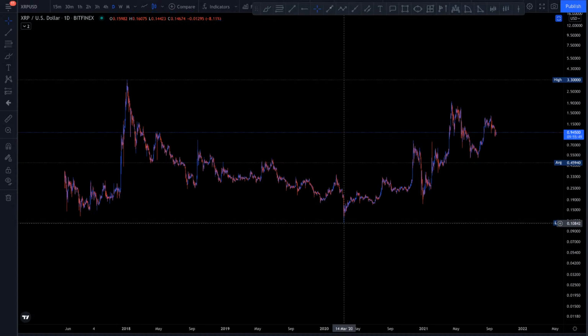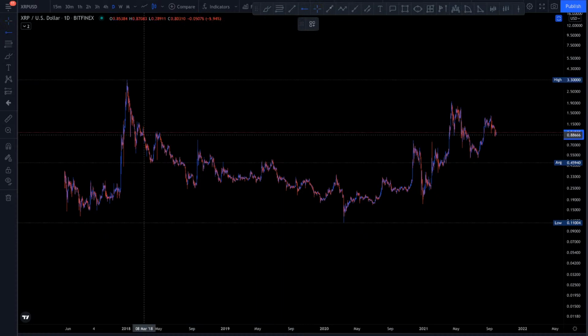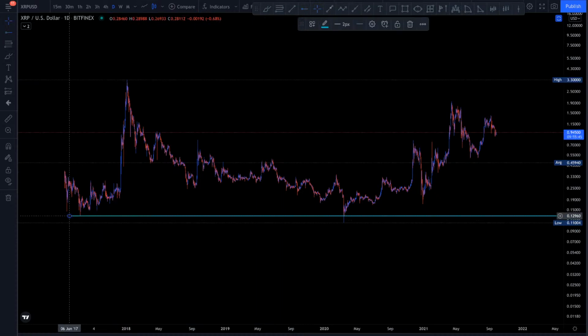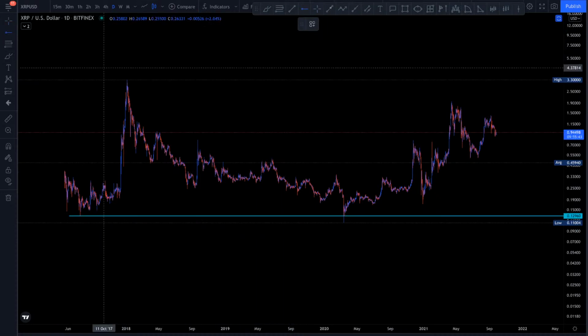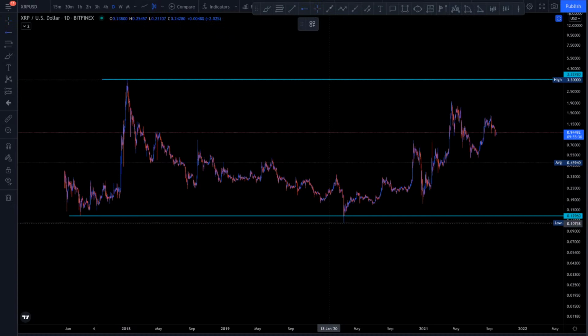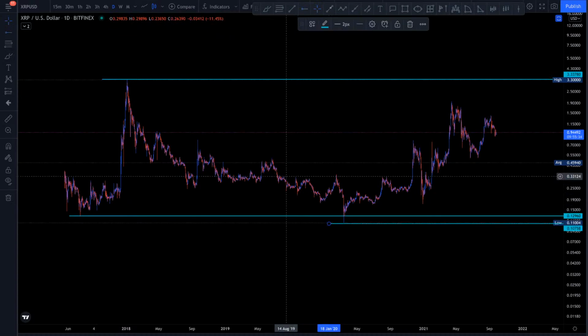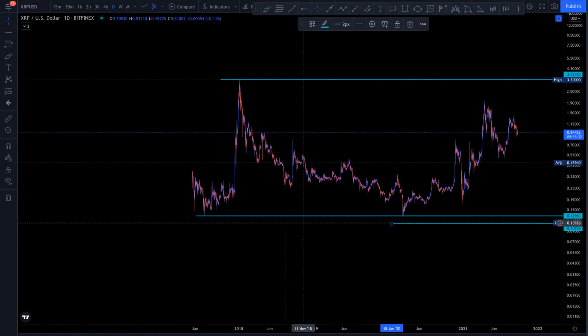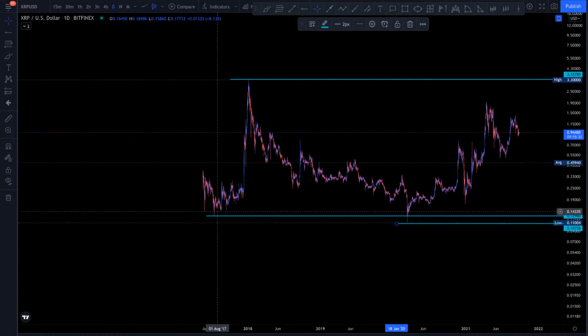What you're seeing is previously it was here and then it pumped all the way up to here while BTC was pumping, the market was pumping. Then when it suffered the dump with everybody else, it actually went lower than its previous low. So is this a coin I really want to be in?